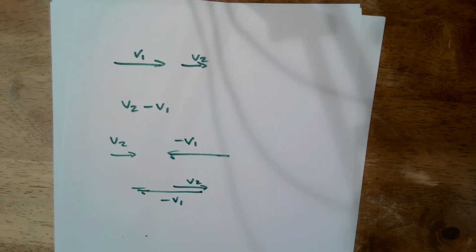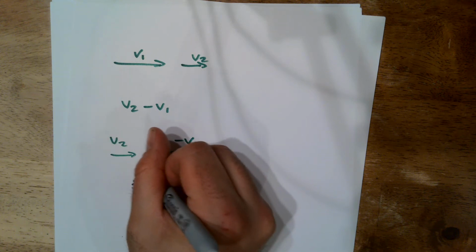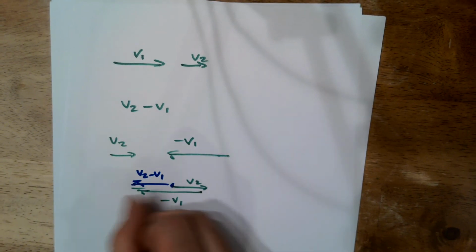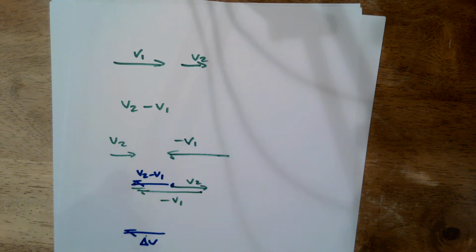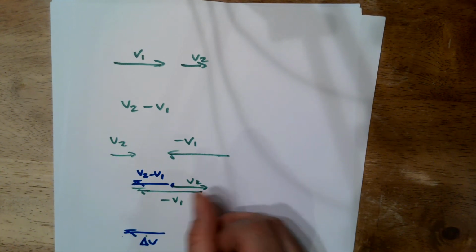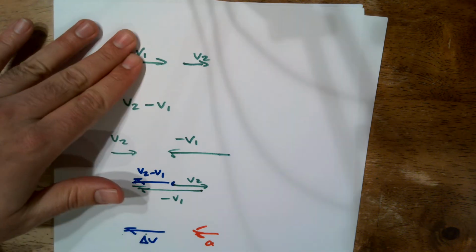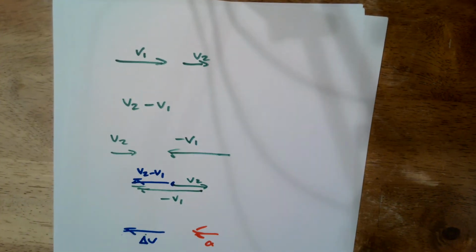And so now we can do the tip-to-tail method here. I start here, I end here. This is my vector v2 minus v1, or we could also call that vector delta v. It's pointed to the left, which tells me that the acceleration must have been to the left as well. So when my velocity is directed to the right, and my acceleration is directed to the left, I get something slowing down.